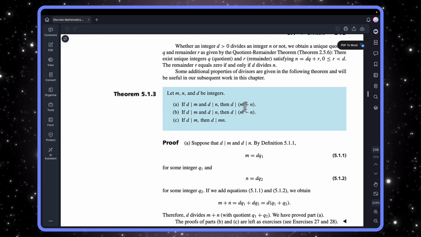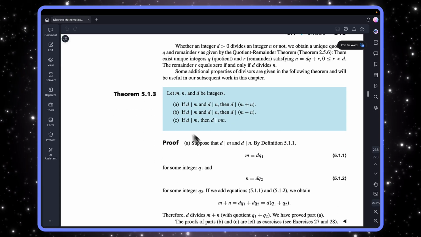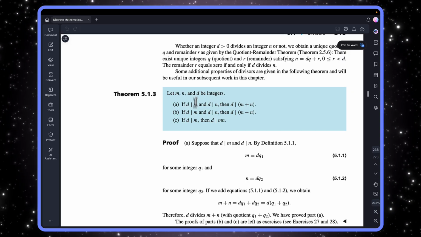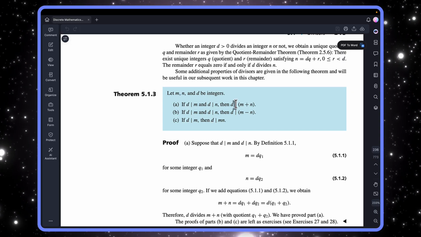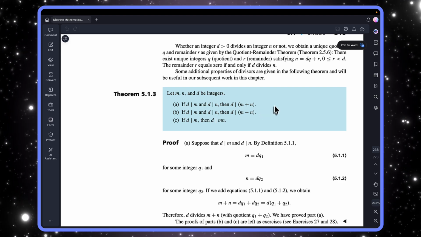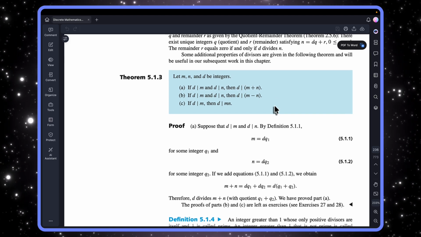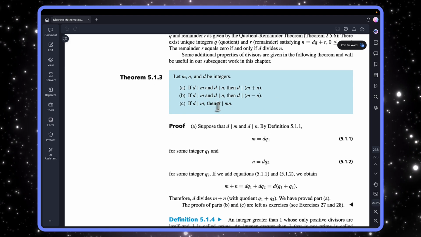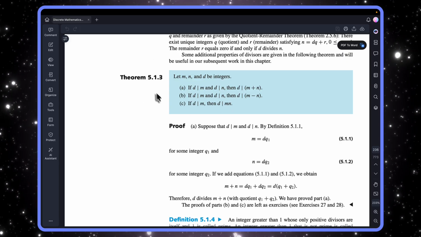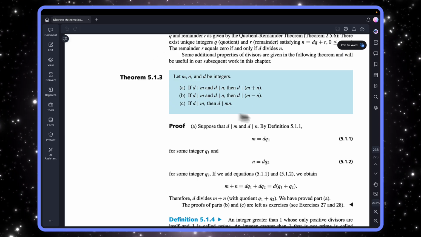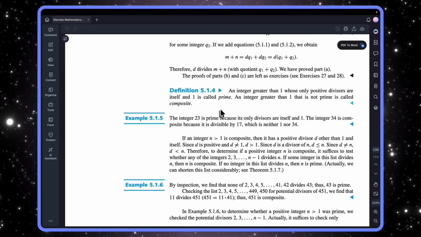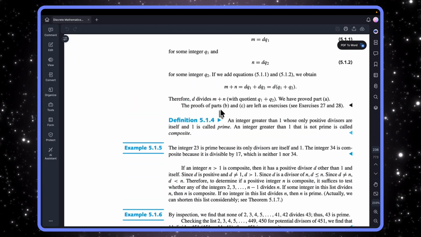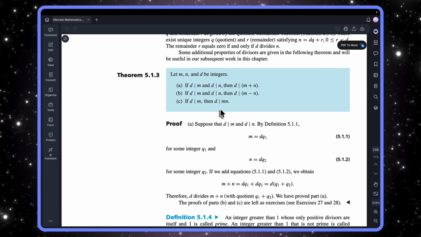And this is essentially a theorem for sure. If d divides m and d divides n, then d divides m times n. And if d divides m, then d divides mn. This theorem 5.13 is fairly self-explanatory, but go through the proof to make sure you understand what's going on. It's essentially like a distributive law.